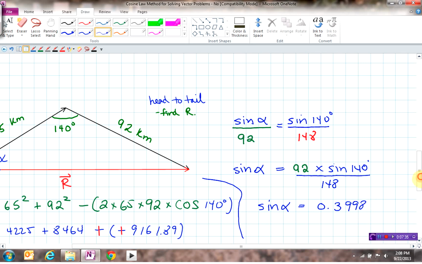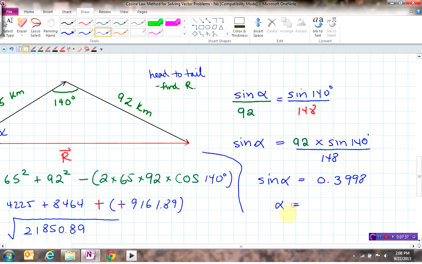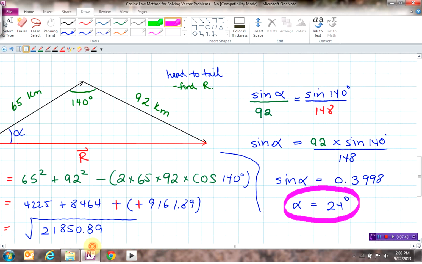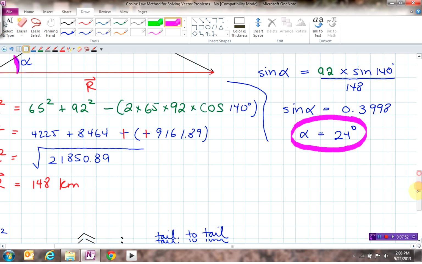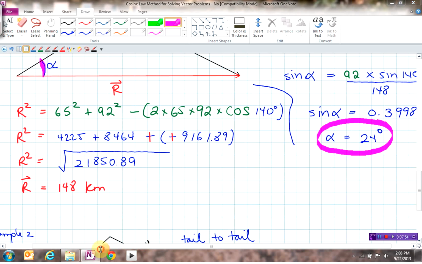0.3998. The arc sine then tells me that the angle, sine inverse, whatever you work out to be, is going to be 24 degrees. So now I have my direction, and remember what that is. That 24 degrees is this angle right in here. I have my magnitude right there. There's the r value for the magnitude.